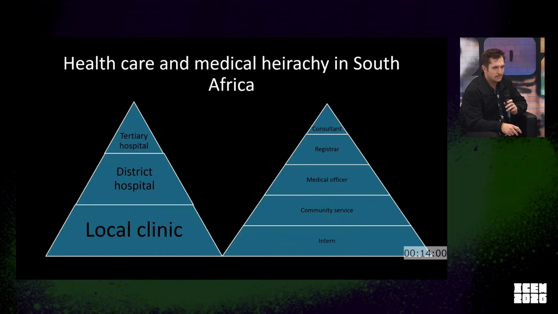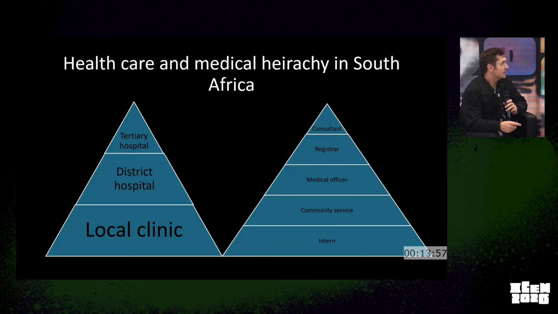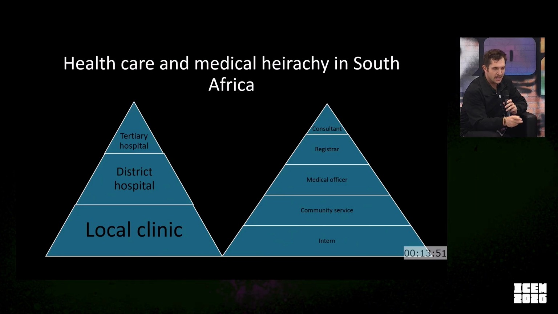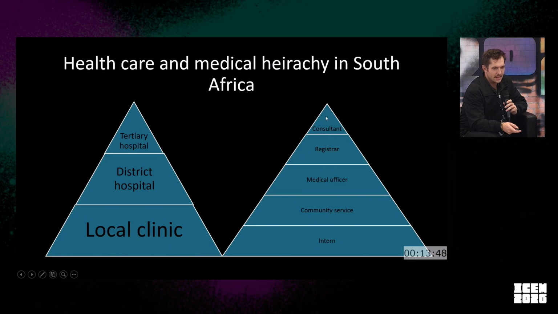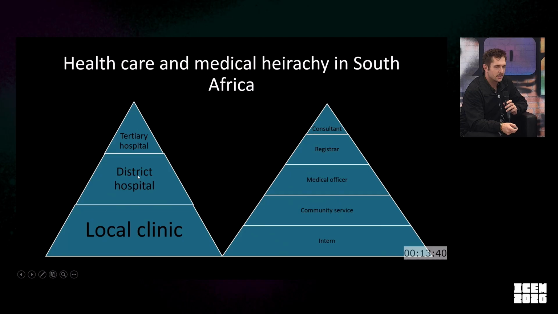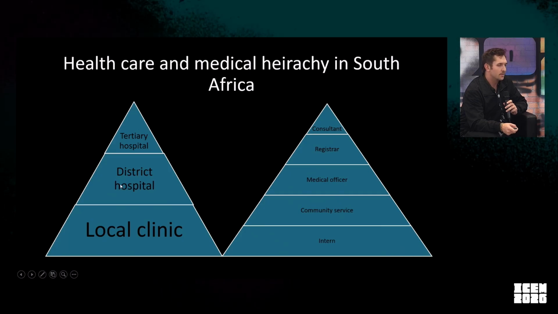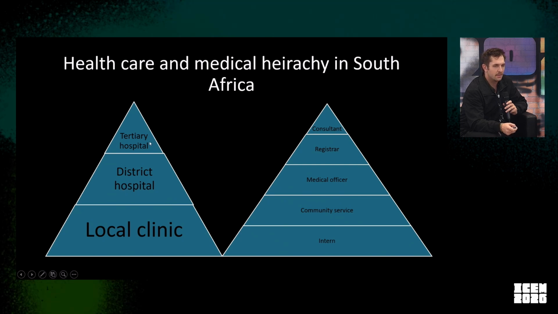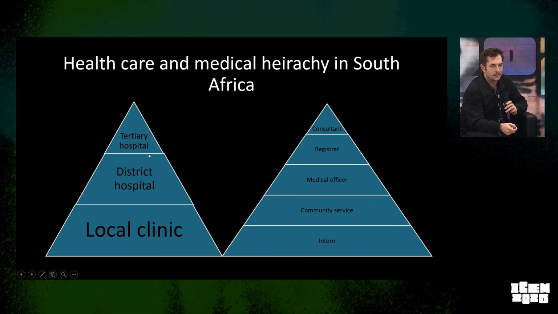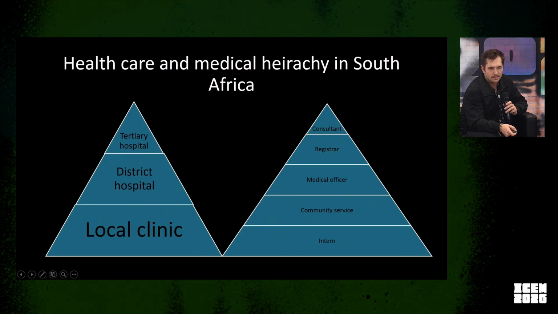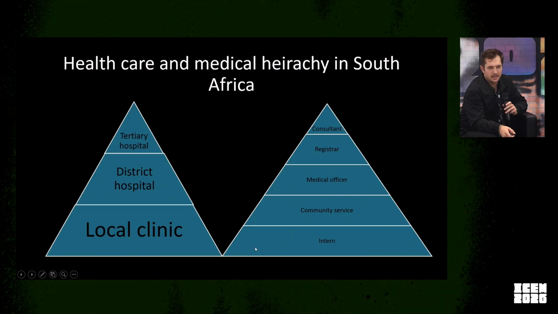This is a quick look at the healthcare system in South Africa. On the left, at the base of the healthcare system, you've got local clinics. They deal with chronic conditions, primary healthcare. And then district hospitals or secondary hospitals will generally have specialists on board, and we will refer up to tertiary hospitals, which will have things like neurosurgical departments, catheterization labs, and whatnot. And then here on the right, we've just got a quick look of what the medical hierarchy in South Africa looks like.